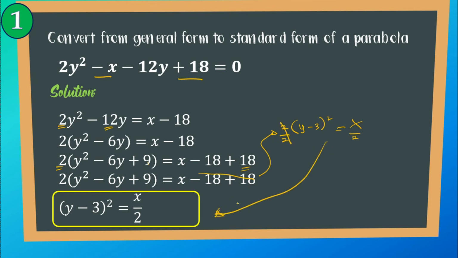So that's why we have a final answer: (y minus 3) squared equals x over 2. Okay, let me erase this one para makita nyo yung solution nito.